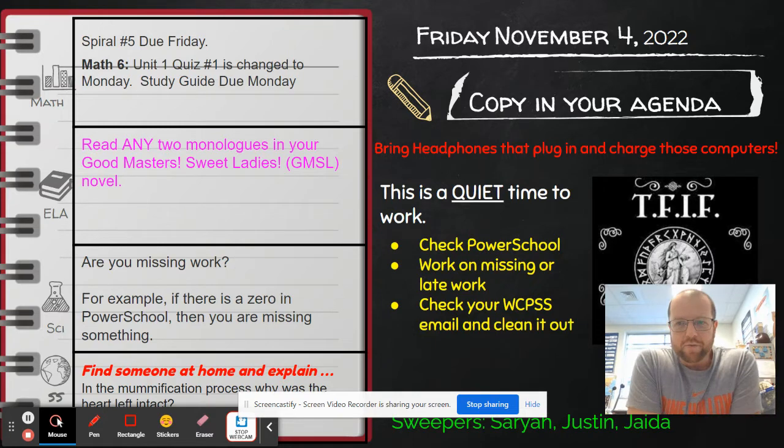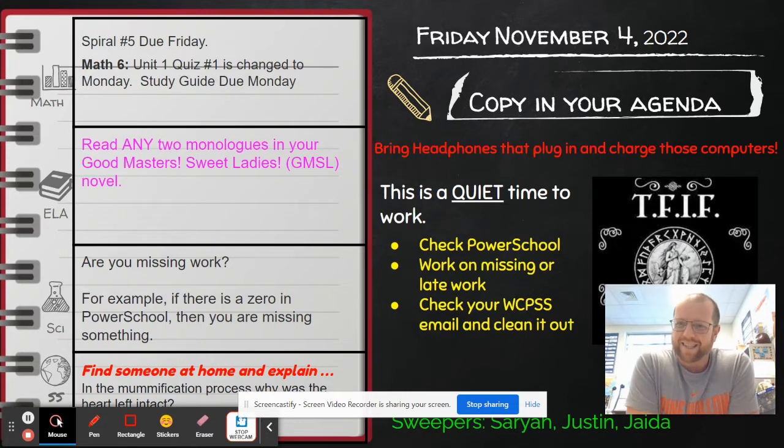Some quick reminders for next week. We have no school on Tuesday. That was a change to the calendar. We originally did have school on Tuesday, I believe. Now it is no school Tuesday. Also, no school Friday for Veterans Day. And then Thursday is an early release. Kids will be dismissed at 1 o'clock on Thursday. All right, so again, no school Tuesday, no school Friday, early release on Thursday.